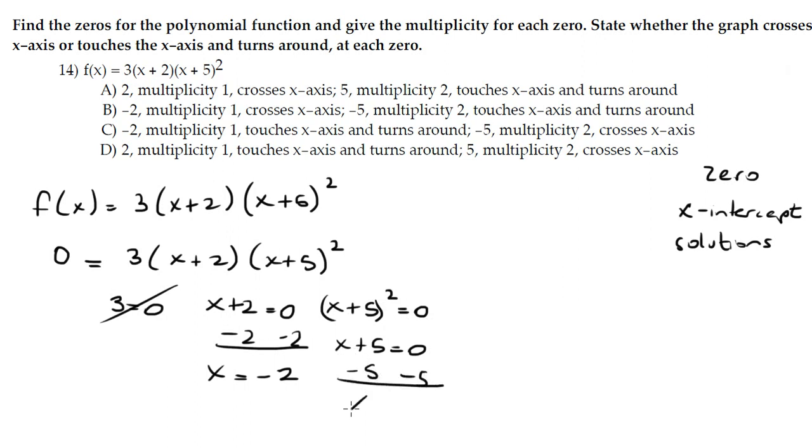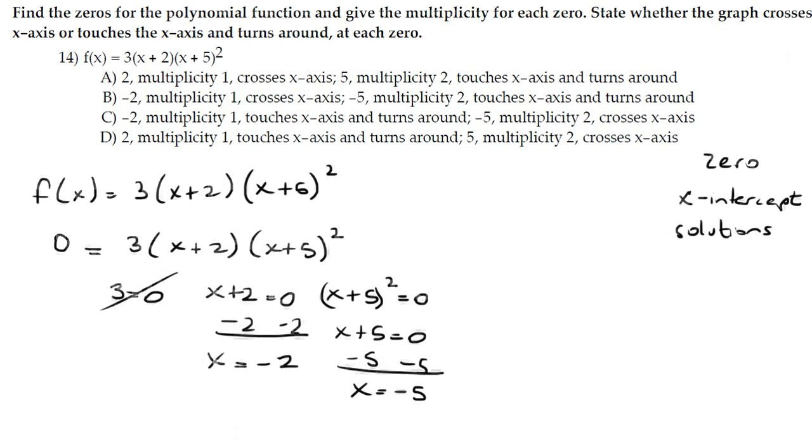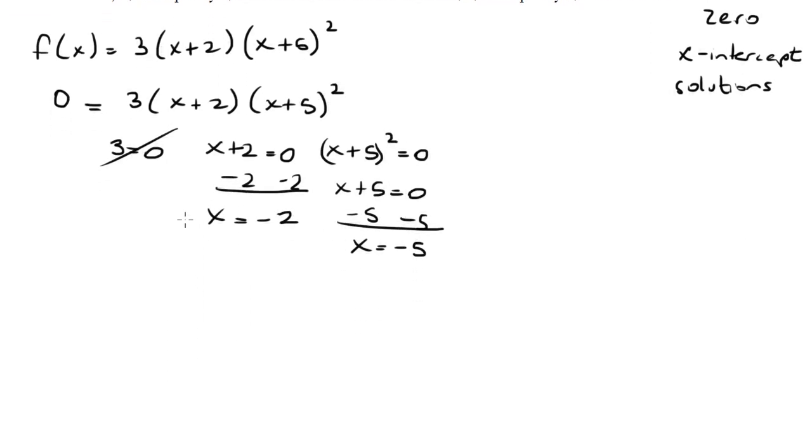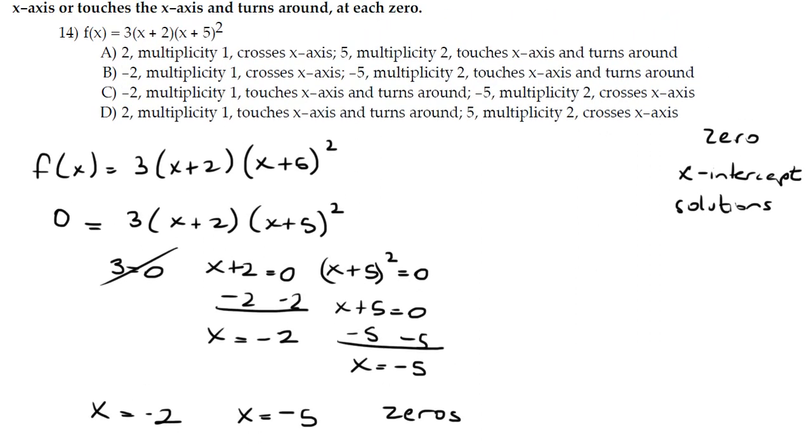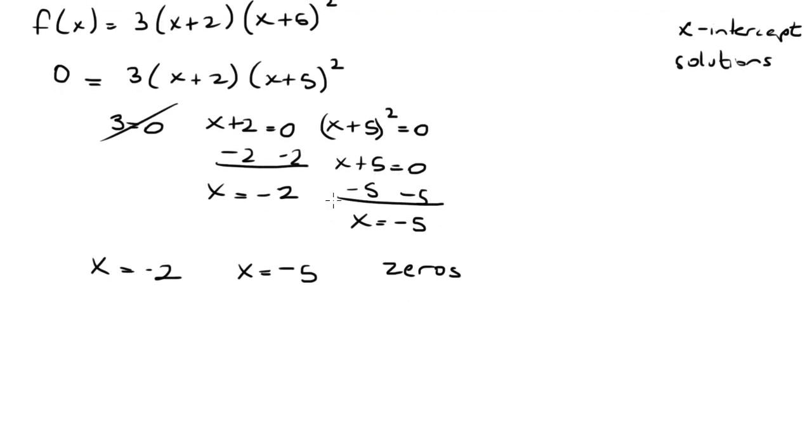So if x equals negative 5, negative 5 plus 5 is 0, and 0 squared is 0. So I've got two zeros here. I found my zeros: x equals negative 2 and x equals negative 5. Those are my zeros. Those are my x-intercepts if I'm thinking about graphing. Those are the solutions when this function equals 0. All right, so there are my zeros. Cool. I've got part of this problem done.